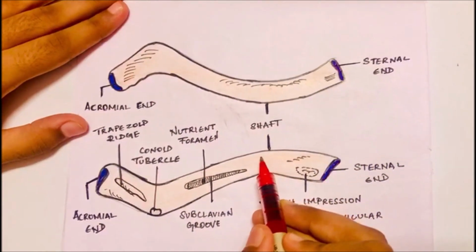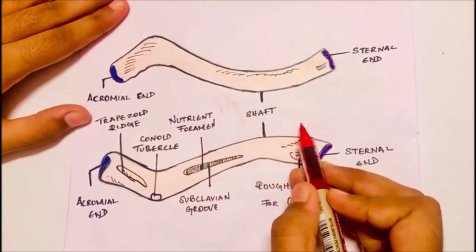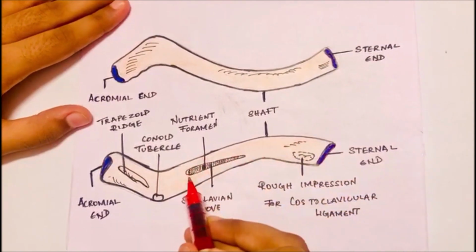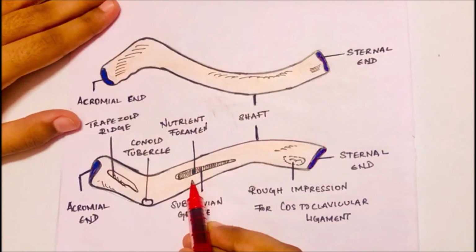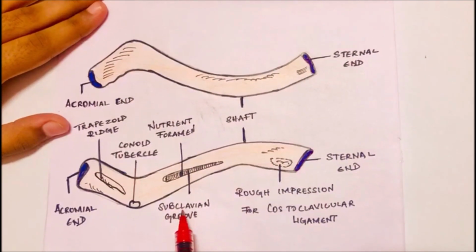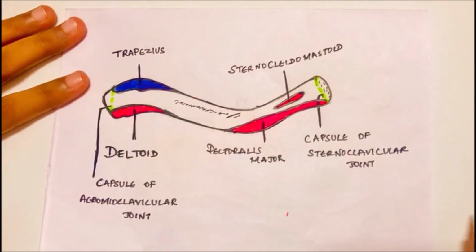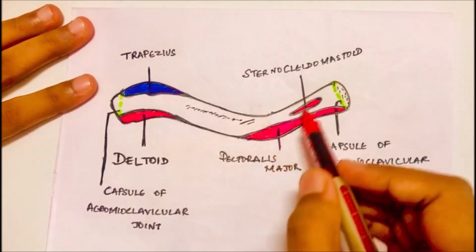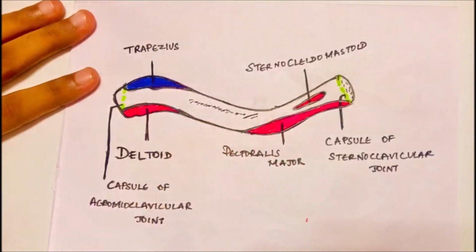The shaft is curved and its medial 2/3 is round and convex forward, and its lateral 1/3 is flattened and concave forward. The inferior surface of the shaft possesses a small longitudinal groove in its middle third, and this groove is called the subclavian groove or the groove of the subclavius muscle. Now I will be explaining the muscles attached to the clavicle. There are only 5 muscles, which include pectoralis major, sternocleidomastoid, deltoid, trapezius and the subclavius.